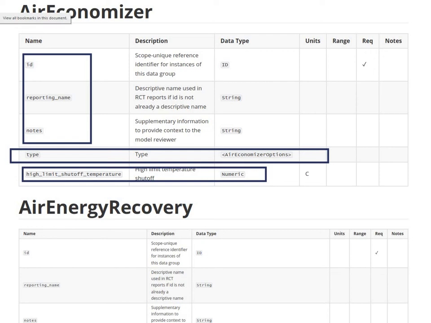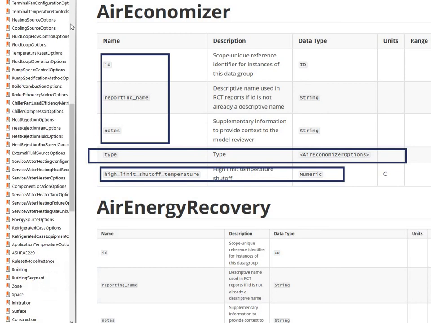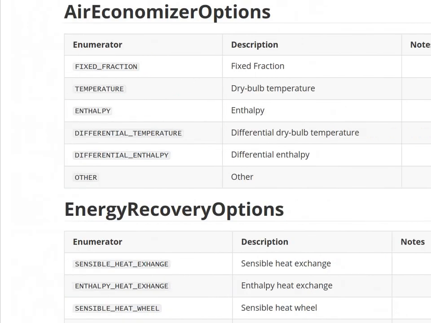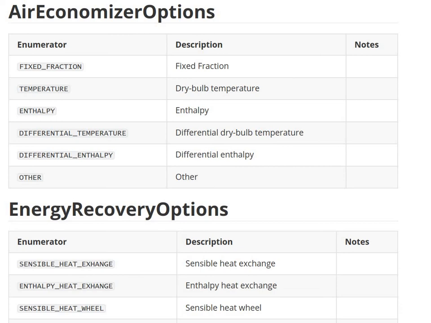So let's look at that one enumeration, AirEconomizer options. So the first option is fixed fraction, so really not an economizer at all, but just has a damper at a certain position. And then the next four are options for how you control economizers typically, usually based on temperature, enthalpy, differential temperature, or differential enthalpy. There might be other options in this that get added in the future, but for now, those would all be covered under Other.